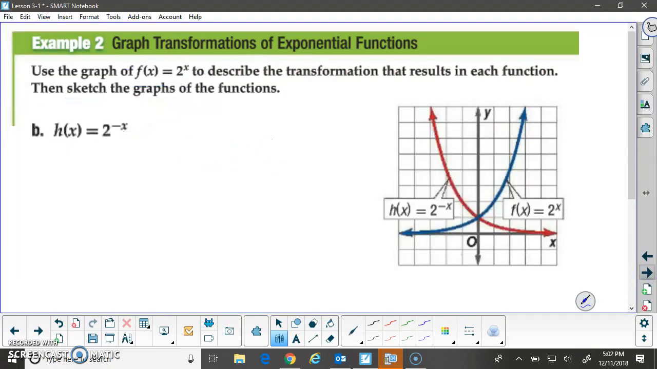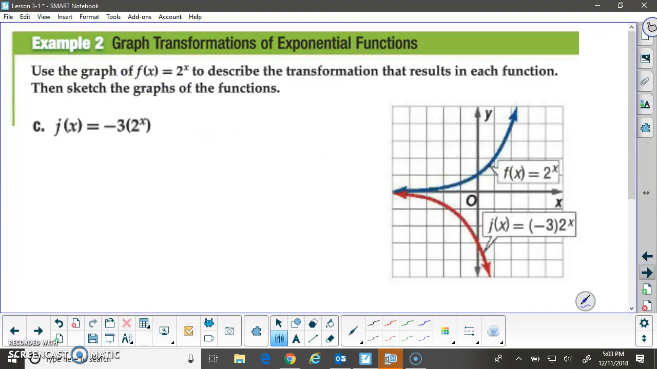Part B, we have 2 to the negative x. And so if we're comparing that to this function, the negative sign is inside. Therefore, it's a horizontal reflection about the y-axis. And so the blue graph you can see is 2 to the x, and then 2 to the negative x would be the red one, just a horizontal reflection.